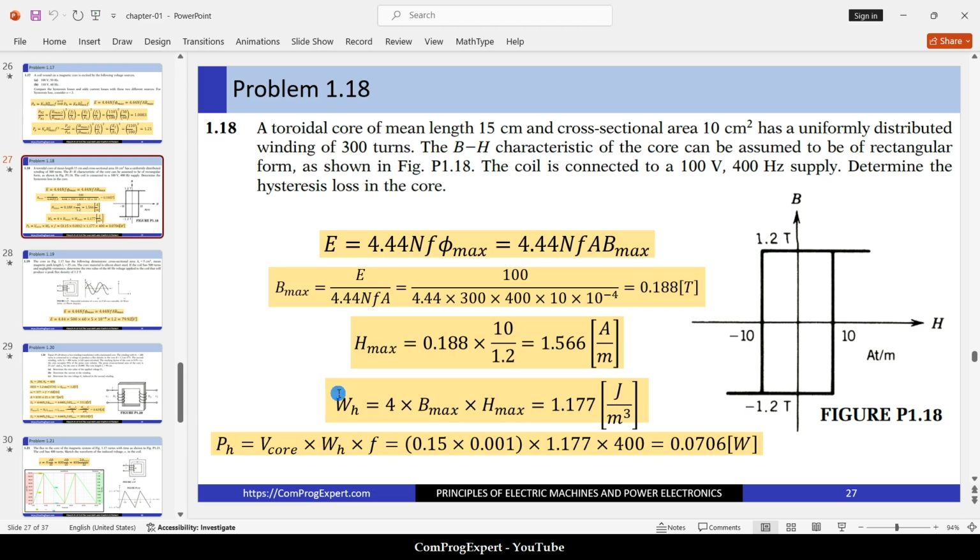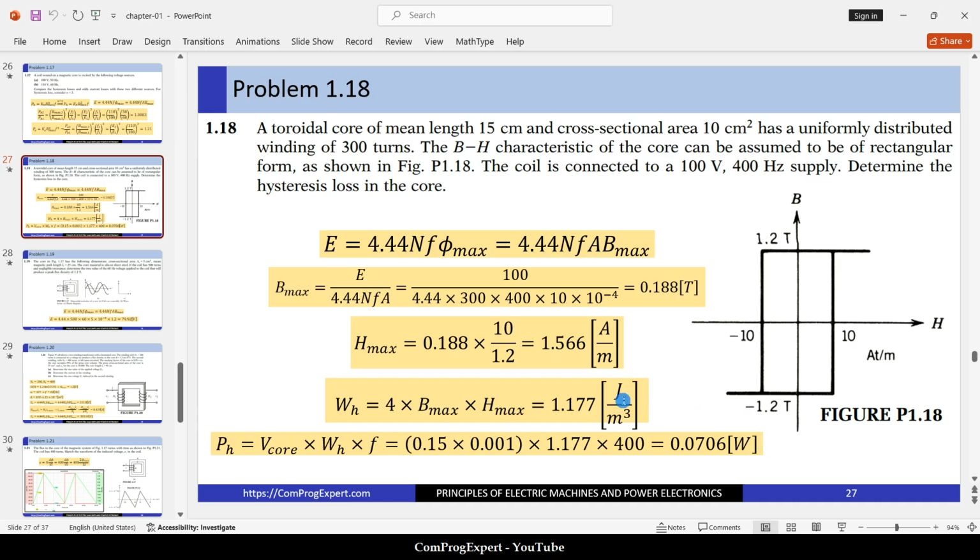Here the unit of the hysteresis loss, the unit of the area of this hysteresis loop, is joule per meter cube. Okay, so we had this typo error. The power loss is the volume of the core. The unit is meter cube times joule divided by meter cube times 1 divided by second. So the unit will be in watts.